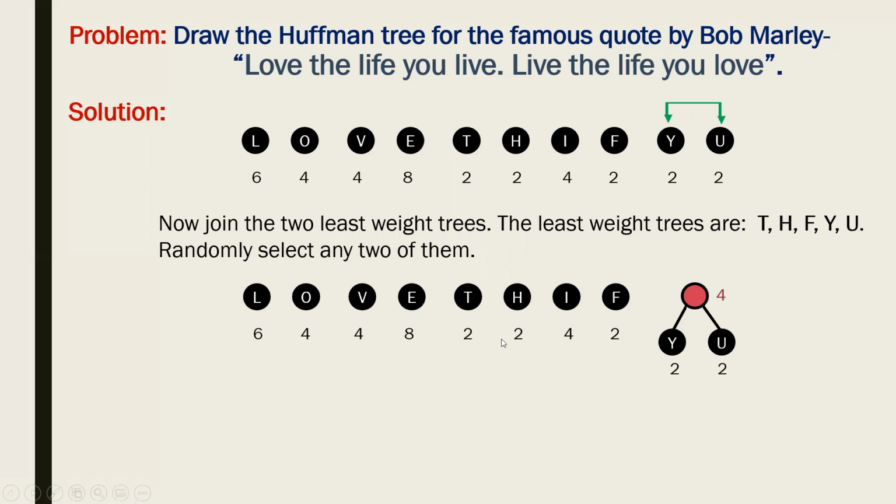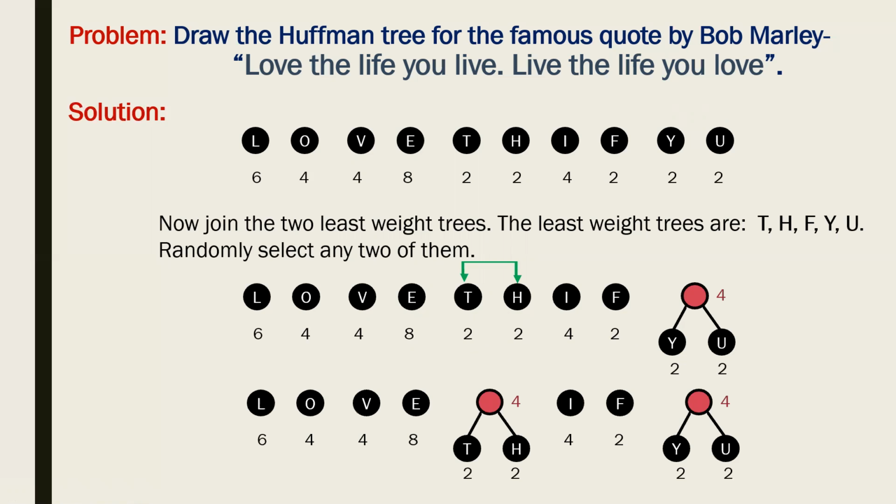Since the least weight value is 2, and a weight of 2 is contained by T, H, and F, we can pick any 2 of them. Suppose we picked T and H just because they are close to each other. So we again combine them in the same manner, and the remaining trees are left as they are.